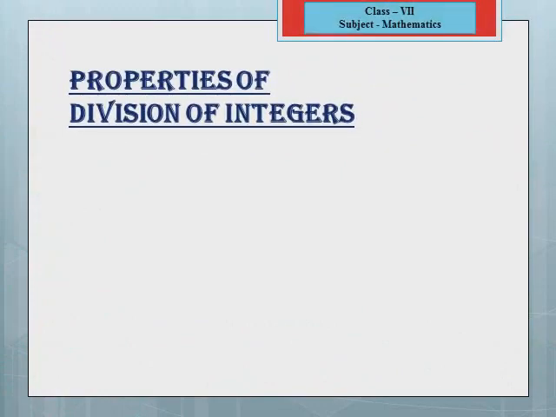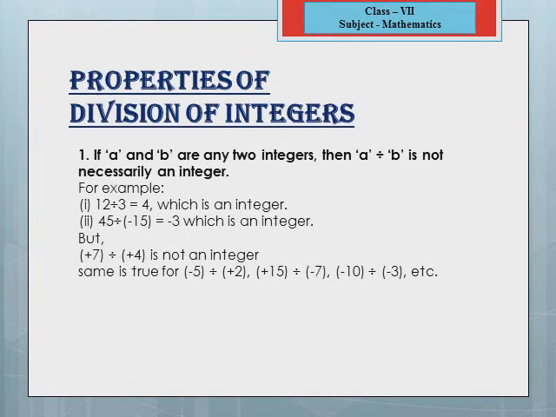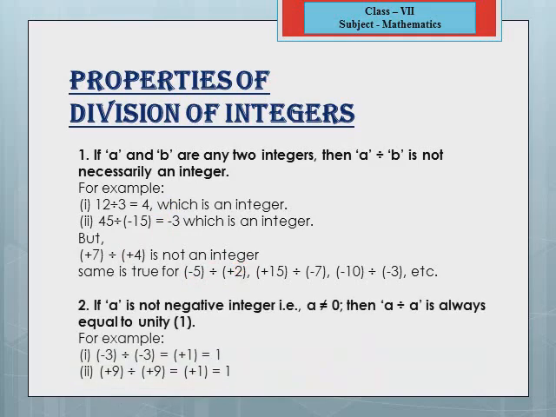Properties of division of integers. The first property. If a and b are two integers, then it's not compulsory that a divided by b is also an integer. See the example. Minus 5 divided by plus 2 is a fractional number. If a is not equal to 0, then a divided by a is always equal to 1. Example, minus 3 divided by minus 3 equals 1. Plus 9 divided by plus 9 equals 1.